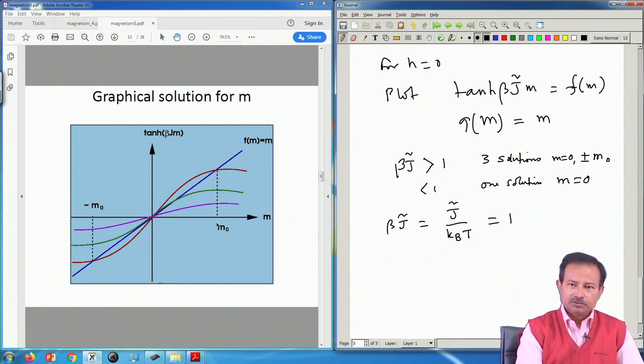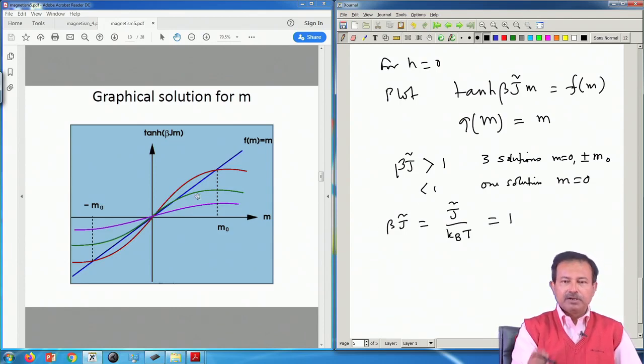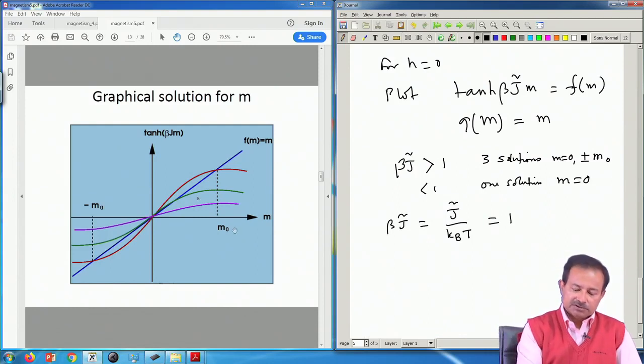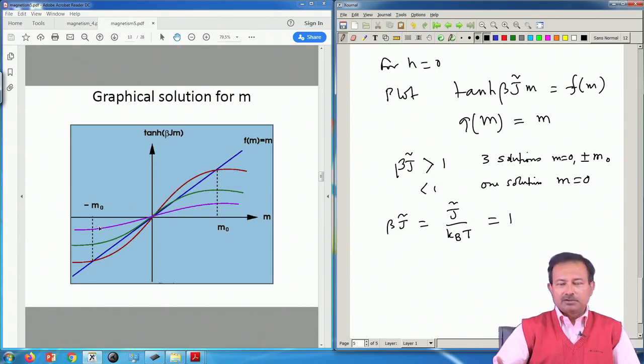Remember, this is magnetic field equal to 0; externally there is no magnetic field, so small h was 0. Even with that, depending on the value of j tilde by k_B T, there is a situation where you have a finite magnetization solution, either plus m naught or minus m naught. Remember, all up and all down are equivalent. So, plus m naught and minus m naught are basically degenerate, and we can only consider the plus solution. So, that is a finite m naught solution.